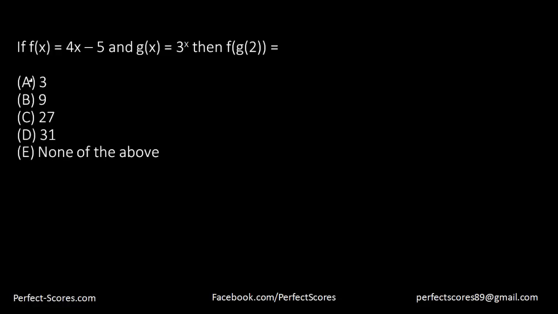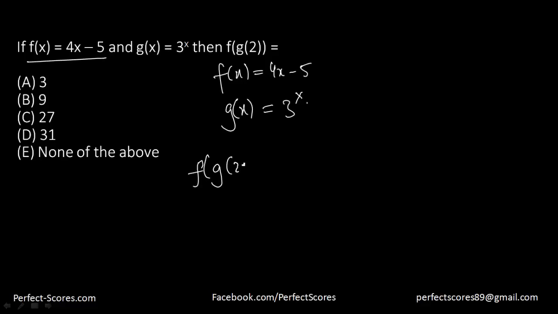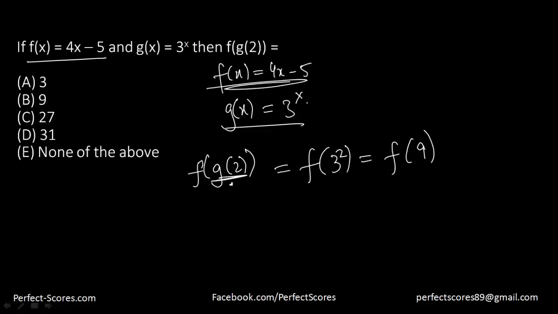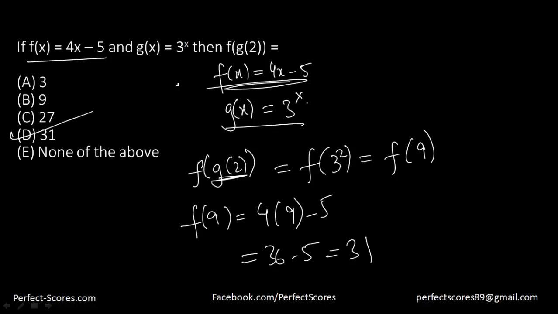So this one says that f of x is equal to 4x minus 5 and g of x is equal to 3 to the power x. I have to find f of g of 2. What is g of 2? G of 2 is actually equal to 3 to the power 2, which is 9. Then what is f of 9? F of 9 is actually equal to 4 into 9 minus 5, which is 36 minus 5, which is equal to 31. There you go.